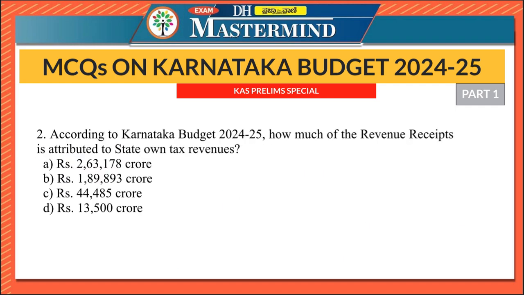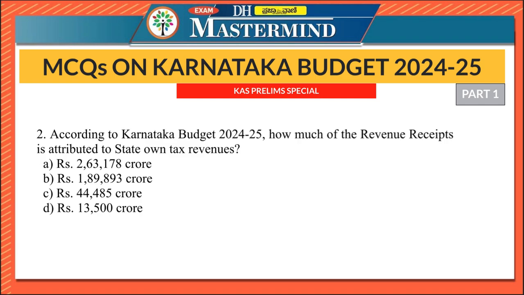According to Karnataka Budget 2024-25, how much of the revenue receipts is attributed to state-owned tax revenues? So we have seen that revenue receipts include tax revenue and non-tax revenue. Now the question is, what amount of state-owned tax revenues contribute to revenue receipts? Option A rupees 2,63,178 crore. Option B rupees 1,89,893 crore. Option C rupees 44,485 crore. Option D rupees 13,500 crore.